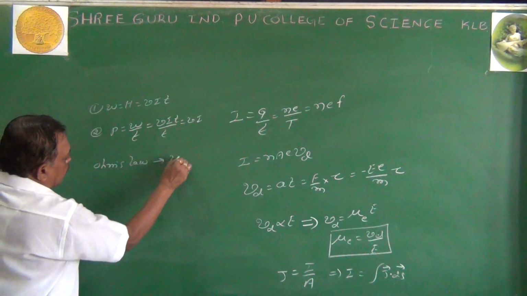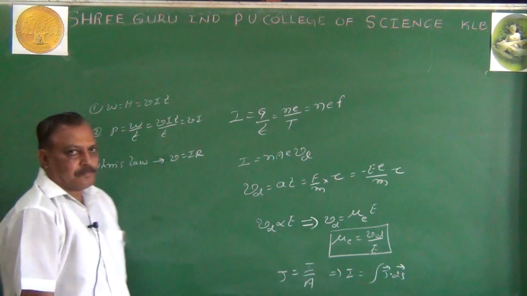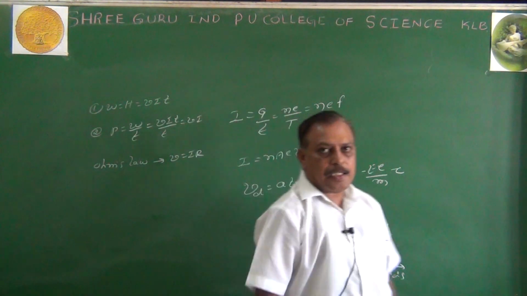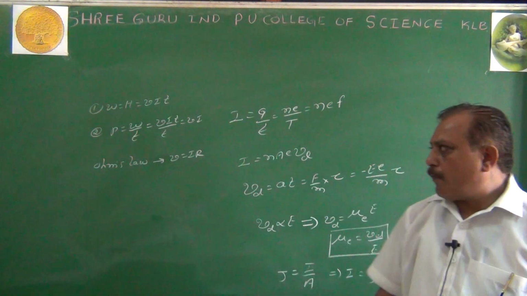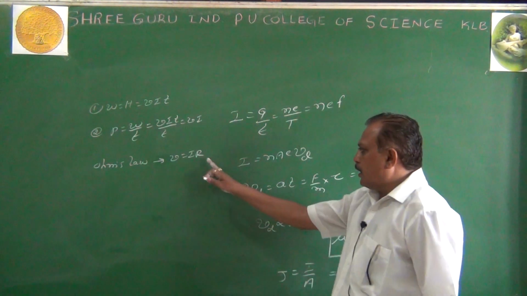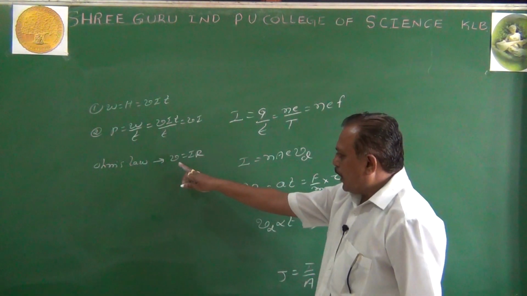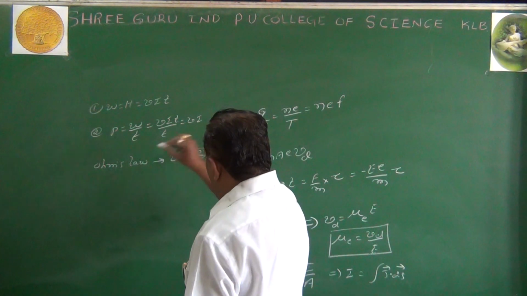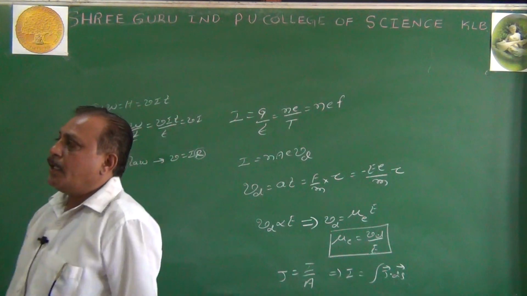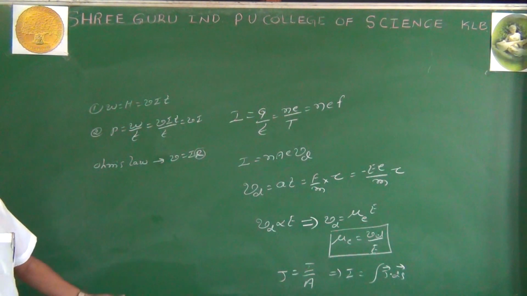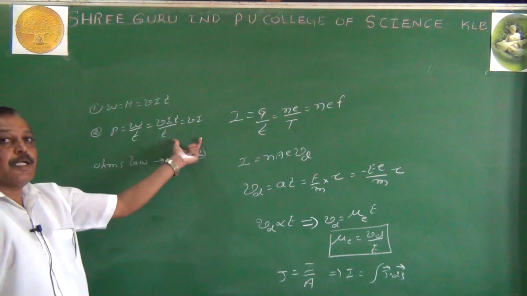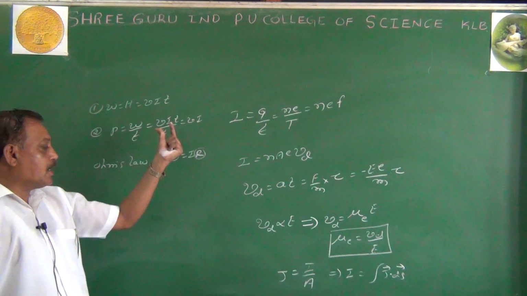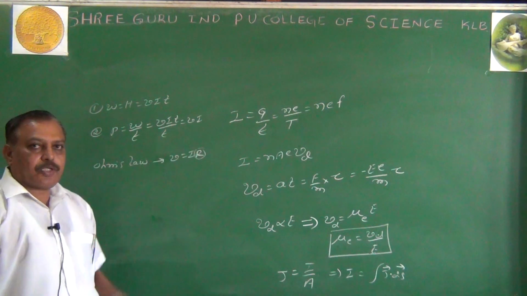Ohm's law gives the equation V equals I into R. The current flowing through the conductor is directly proportional to the potential difference, provided the temperature and other physical conditions are kept constant. Then we arrive at the equation V equals I into R. One more term we have introduced, the resistance R. That resistance R is nothing but the opposition offered to the flow of electrons by the conductor. It is its inherent property. Every conductor has its own resistance.